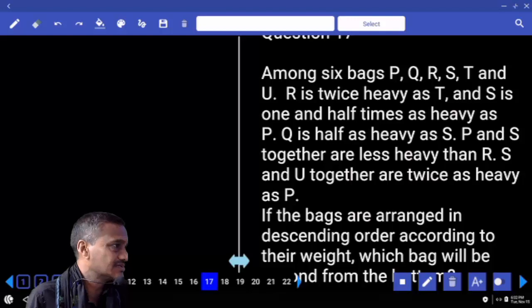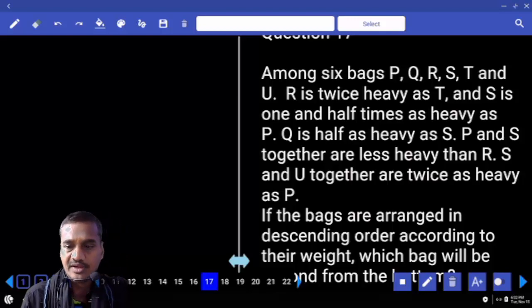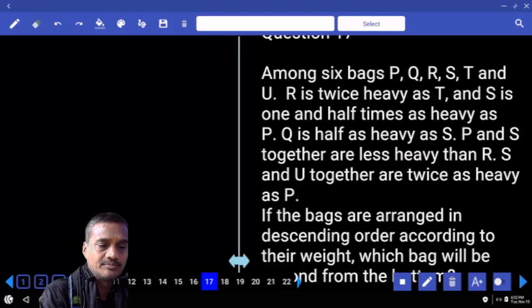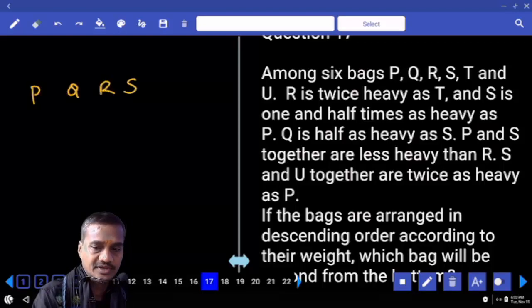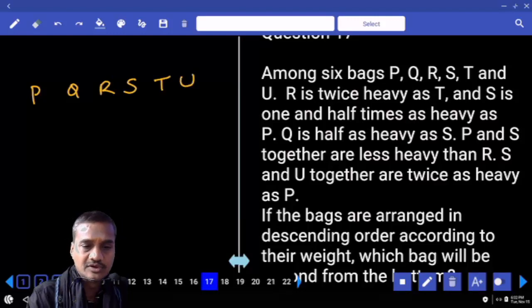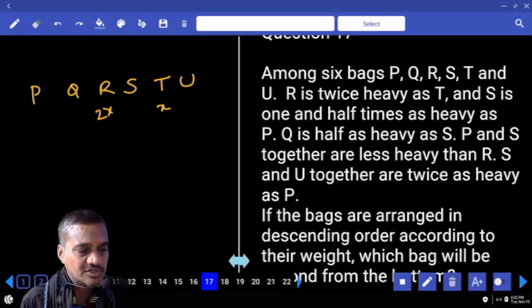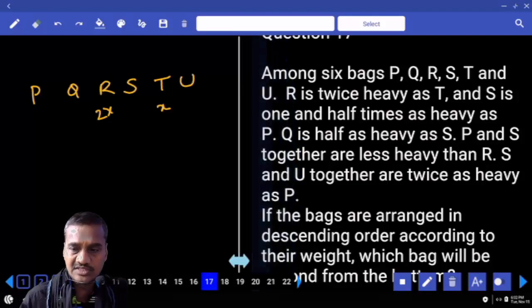There are some 6 bags: P, Q, R, S, T and U. R is twice as heavy as T. Now if T is X, R must be how much? R must be 2X. So if T is X, then R must be 2X. R is twice as heavy as T.